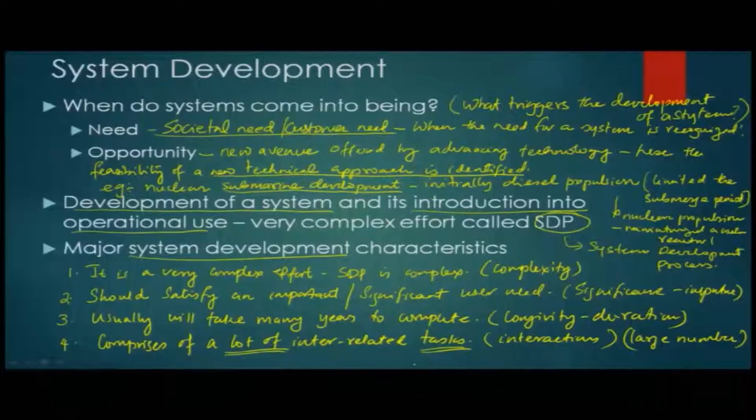So if you look at the four aspects once again, then we will go to the next one. It's a complex effort. So the complexity of the development process is one part. It should satisfy an important or a significant user need. So significance is an important aspect. It will take many years, so the longevity, the duration, is an aspect. And a lot of interrelated tasks is also one of the important characteristics.